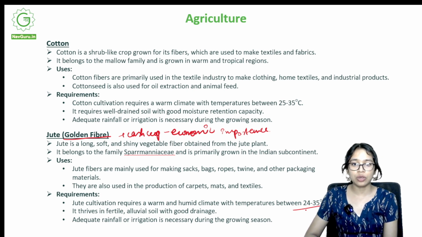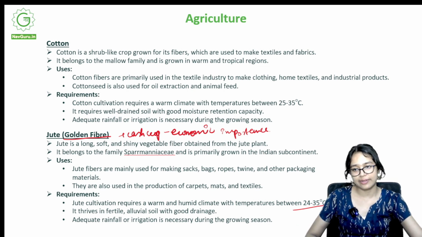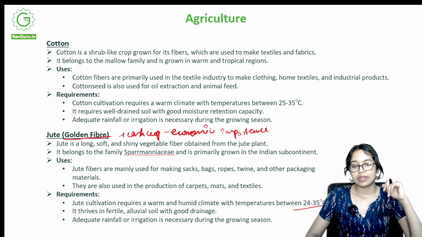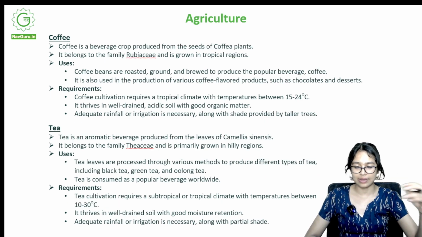Cotton grows very well in black soil as well, which is called Regur soil. So something like that. But alluvial soil works best for all of these. Requirements: adequate rainfall or irrigation is necessary during the growing season, of course.